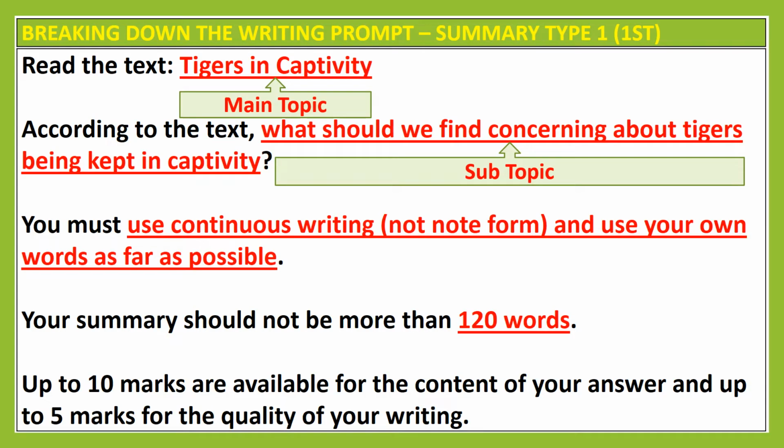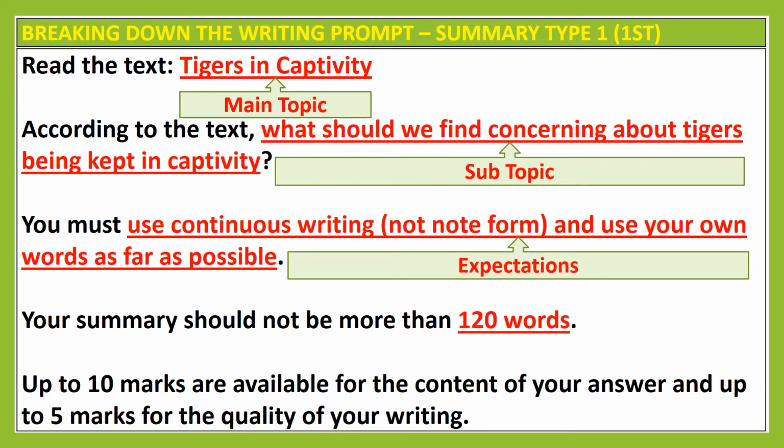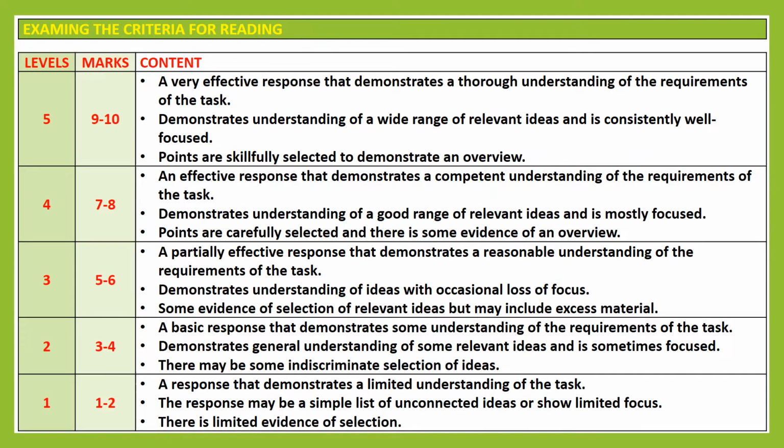While summarizing, meet the key expectations. Write in continuous prose rather than bullet points. Rephrase the content to convey ideas in your own words as much as possible. Draft your summary in standard handwriting with a word count of 100 to 120 words, typically covering half to 3/4 of an A4 sheet. Let's examine the reading criteria.